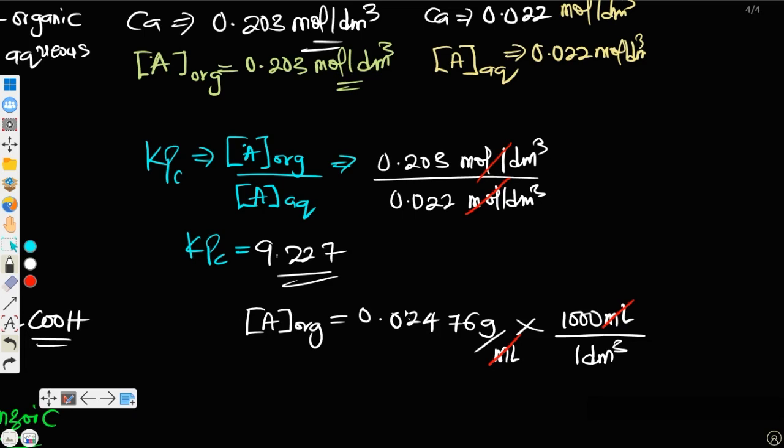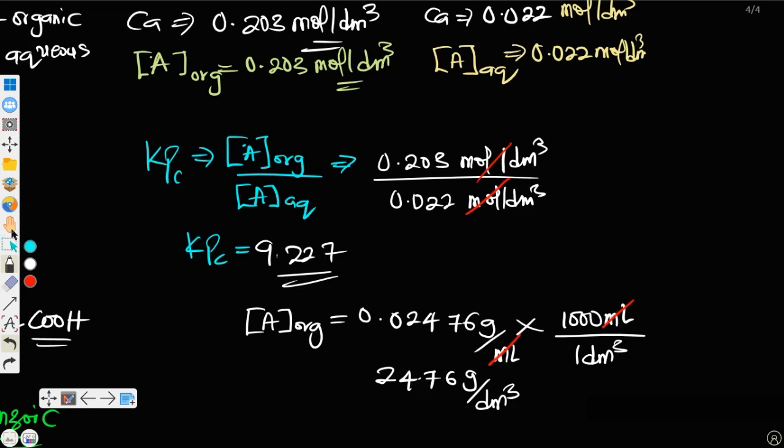Let me check. 1000 divided by what you have there, 0.02476 times 1000. This gives us 24.76 gram per dm cube. It means per 1 dm cube you have 24.76 gram.